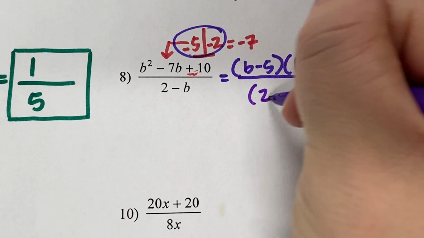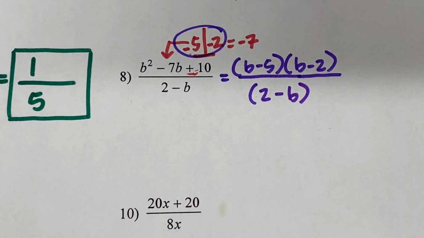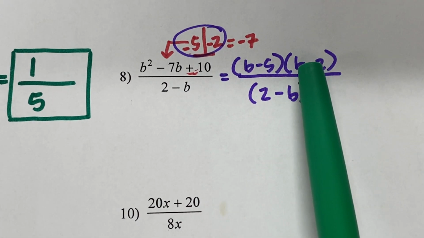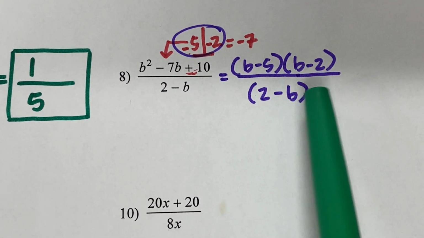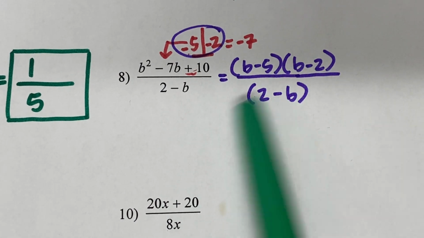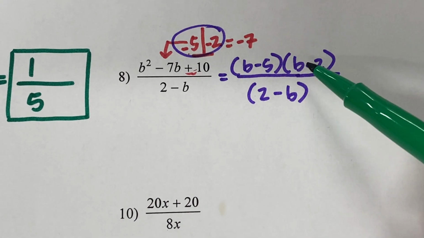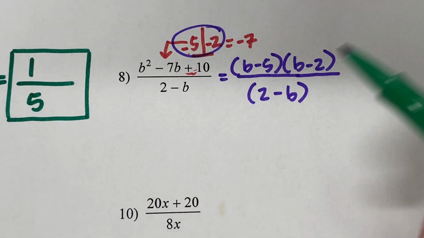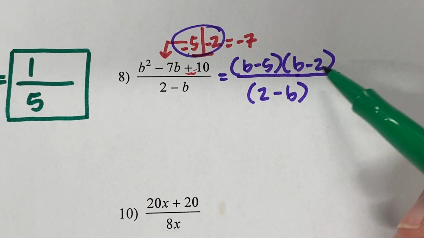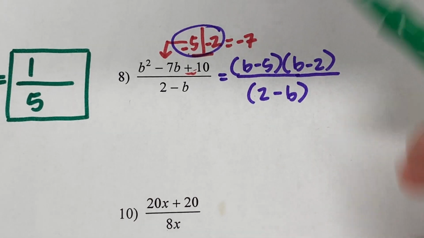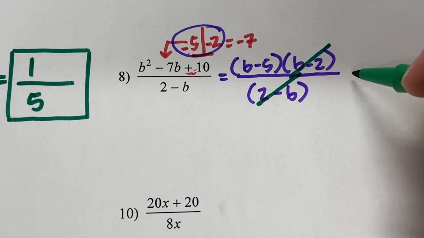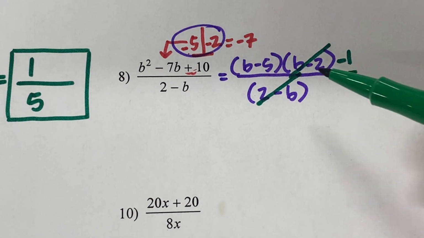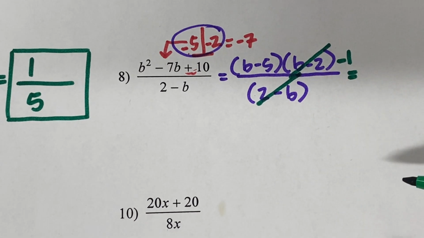Okay, then on bottom, I have 2 minus b. Okay, so here's a little trick. We see that b minus 2 and 2 minus b are almost the same. Okay, they're just switched. The signs are switched. This is a positive b and a negative b. This is a negative 2 and a positive 2. Well, when that happens, when it's the exact same, only flipped, like these two are, they actually reduce to a negative 1 rather than a positive 1. They're almost the same. Their signs are just flipped.